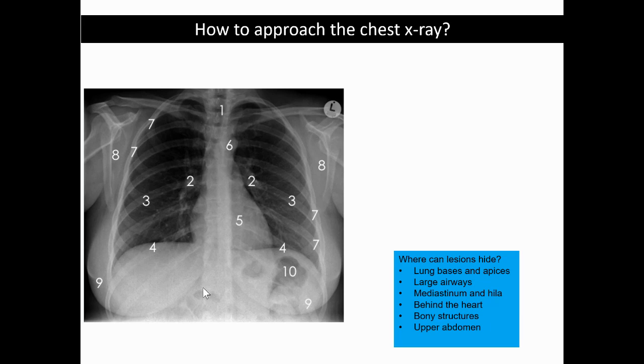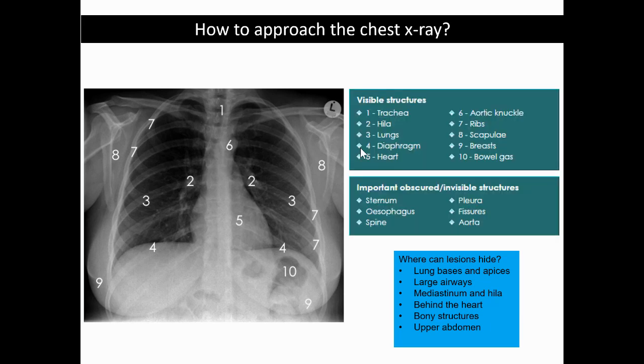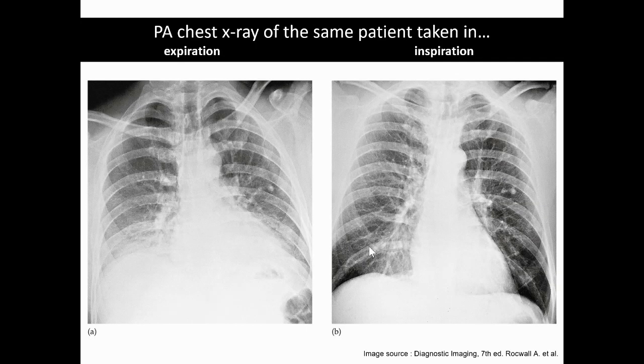So lesions can hide in the lung bases, which you cannot see on the PA, or in the apices, in the large airways, in the mediastinum and the hila, behind the heart, and again the bony structures and the upper abdomen are regions where non-expert readers might not look at. Here are the solutions to these numbers, which you can look at on your own.